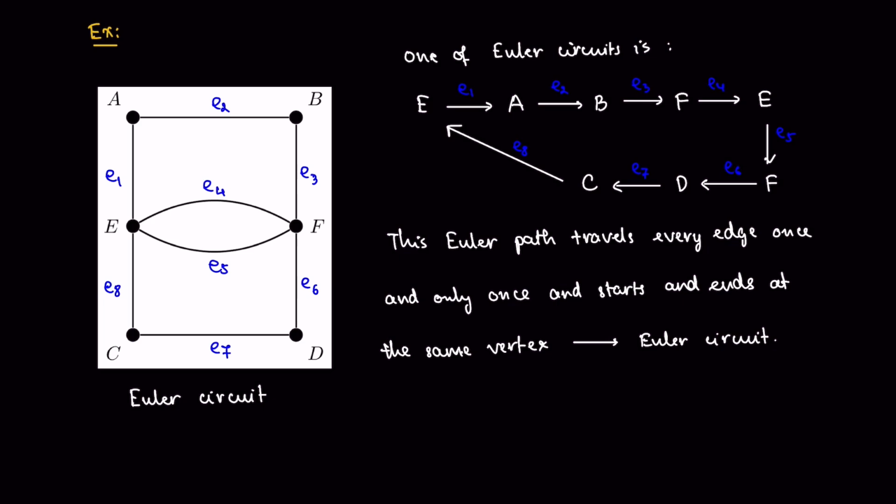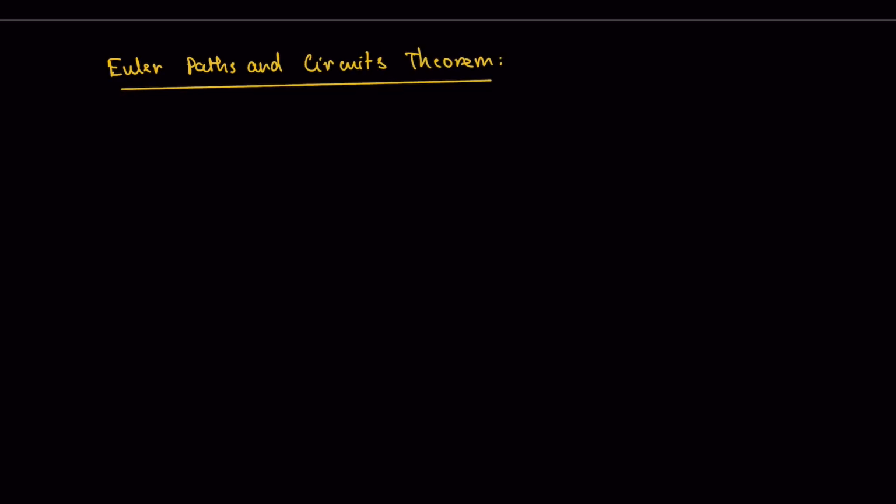Now, how can I know where to start on the Euler path or Euler circuit? And how could I, by looking at the graph, identify if it has an Euler path or Euler circuit? That leads me to the theorem of Euler paths and circuits. In this theorem, it says that a graph G has an Euler circuit if and only if the degree of every vertex is even.